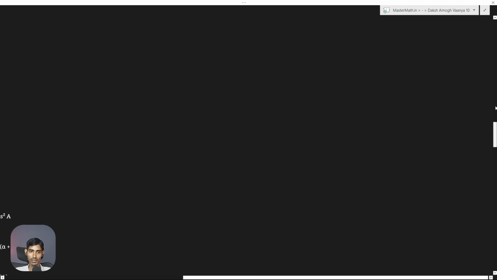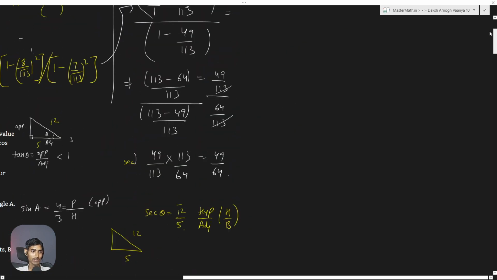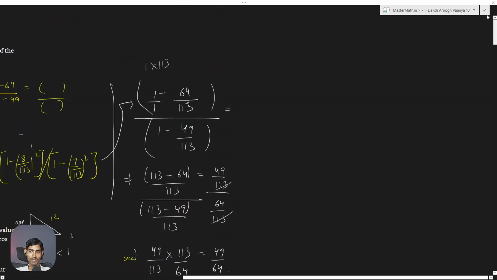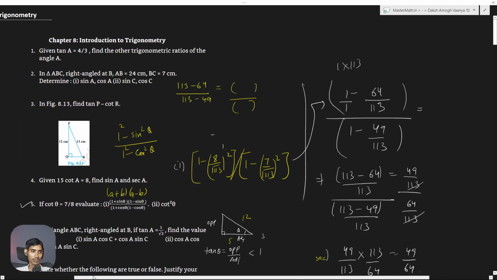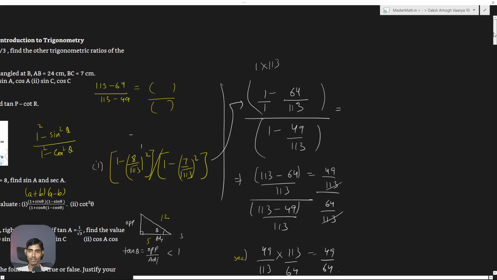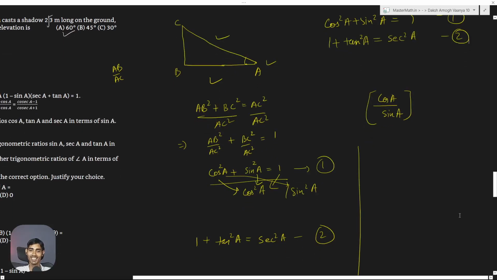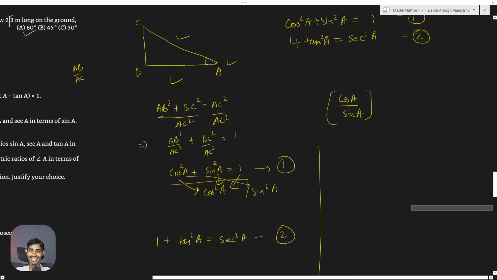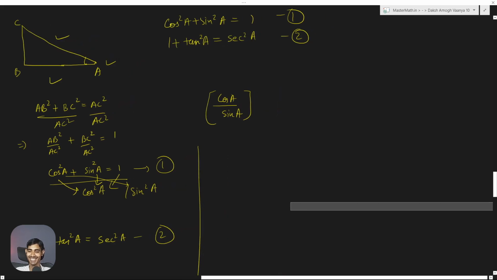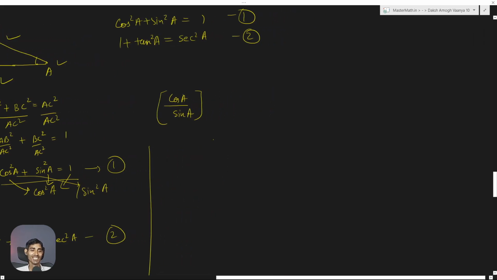Let me check my notes. Now I am worried. So sine by cos is tangent. So what is cos by sine? That's what I'm asking. Cot A. Yeah, you got it right. This is cot square A, and sine square A by sine square A is 1.